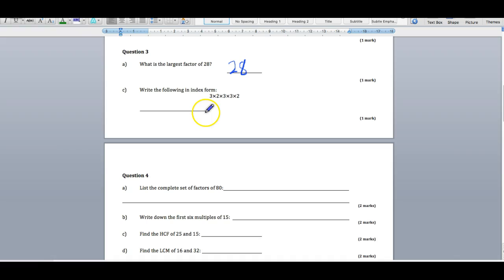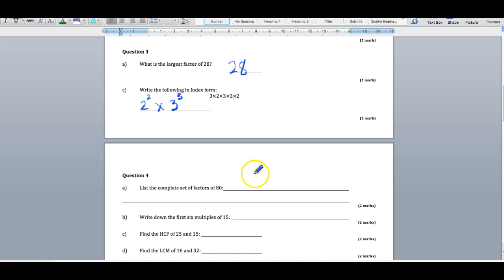Write the following in index form. Okay, so we always write our bases in ascending order. You won't get it wrong if you wrote 3 first. So how many 2's do we have? We've got 1, 2. So we've got 2 squared times the other base is 3. So we've got 1, 2, 3. So 3 cubed. And we just have to write it in index form, so you don't have to go ahead and write the answer. 2 squared times 3 cubed is enough.